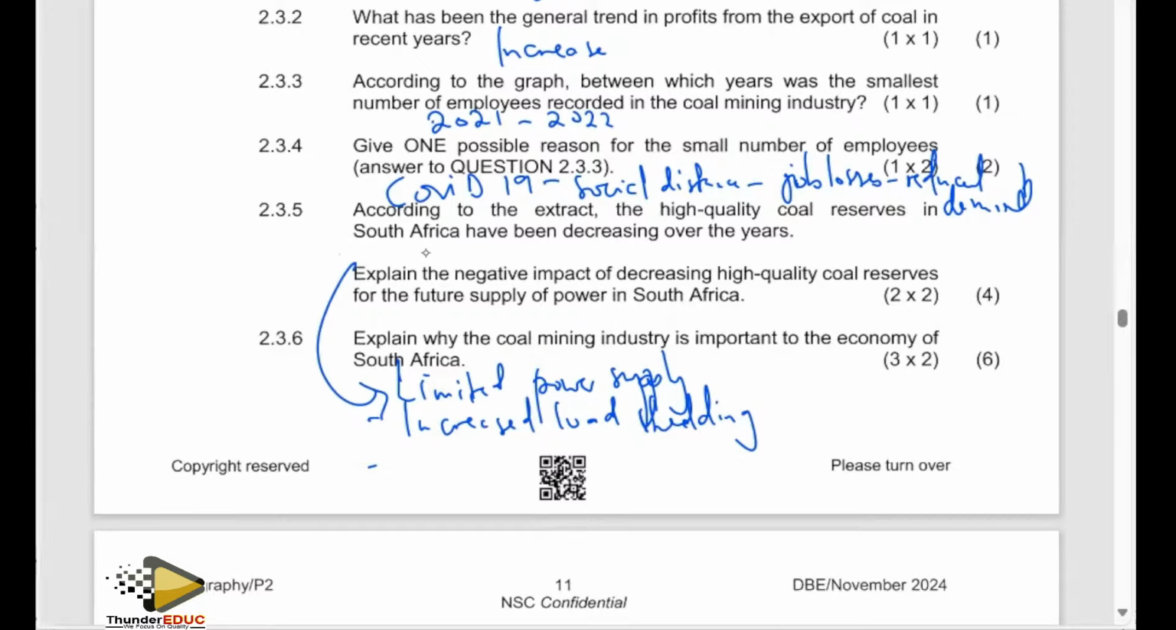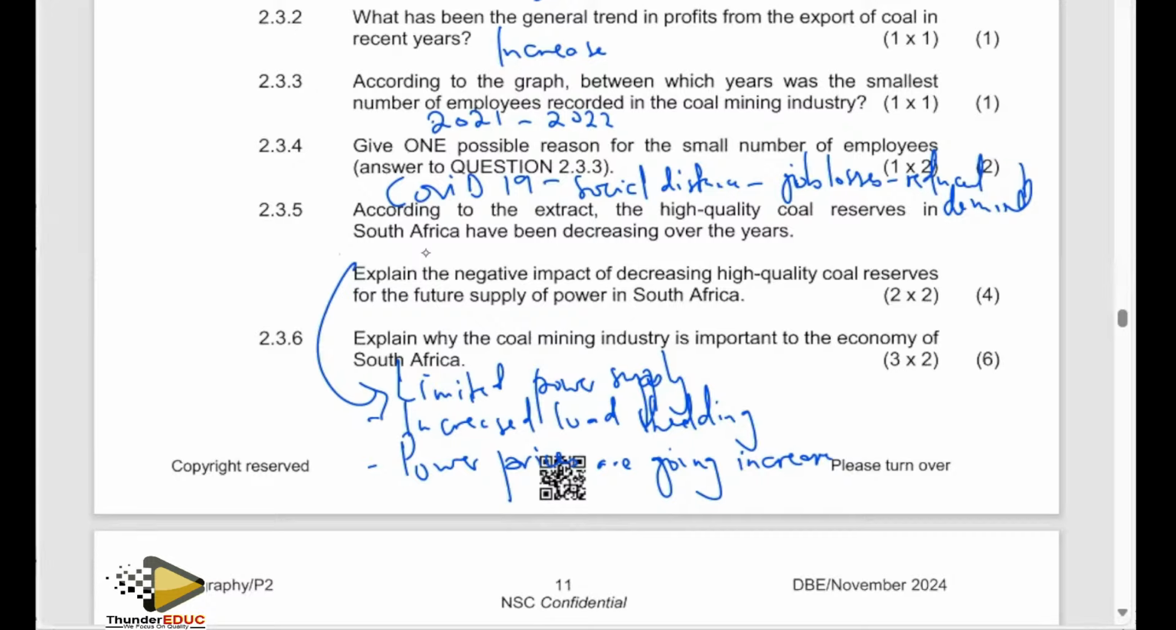And also, we can say power prices are going to increase. Given the demand and supply situation, the prices are going to increase. There will be less supply versus higher demand, and that is going to affect the price of power in the future. Power is going to increase in future.